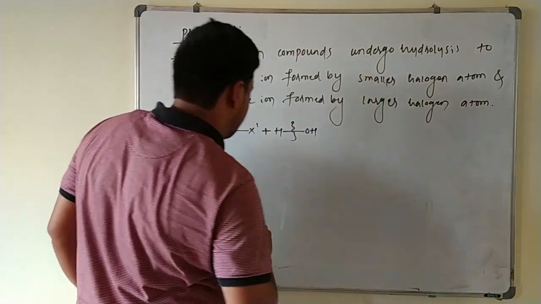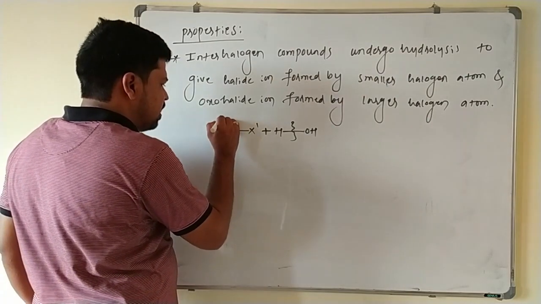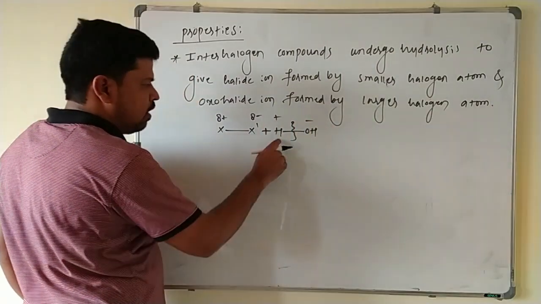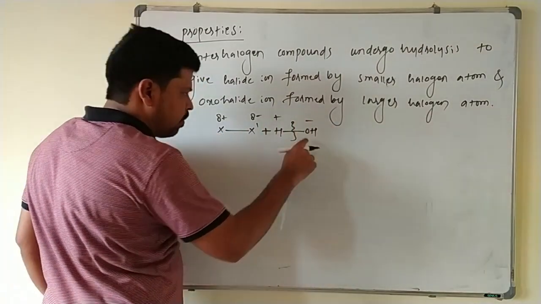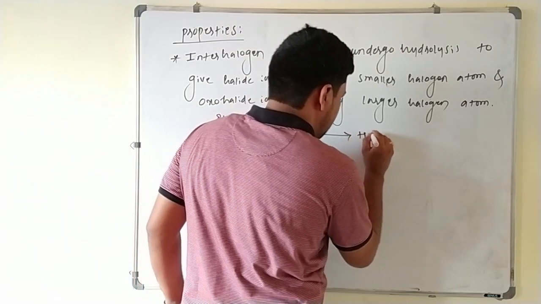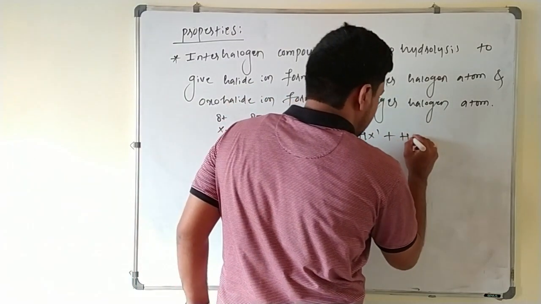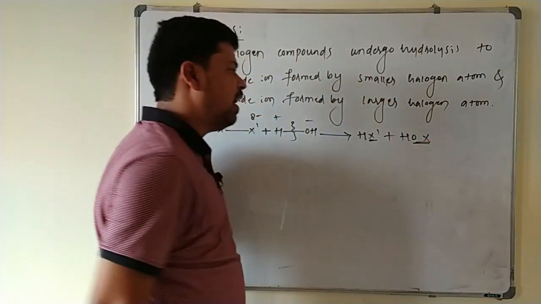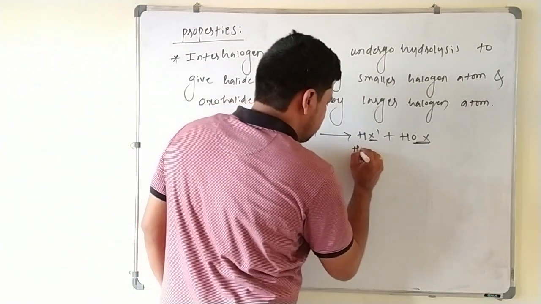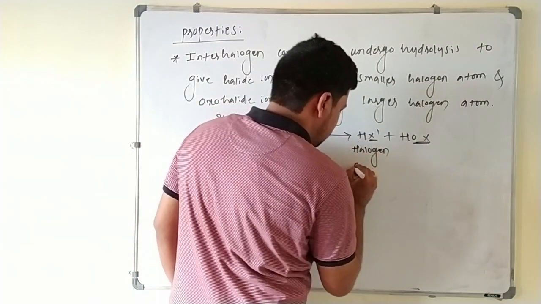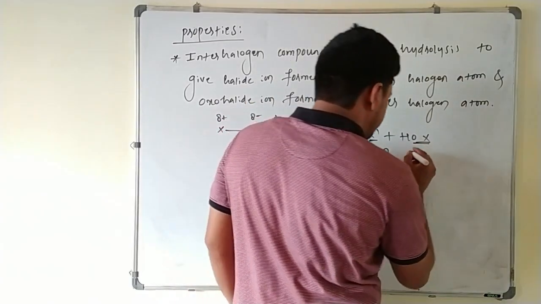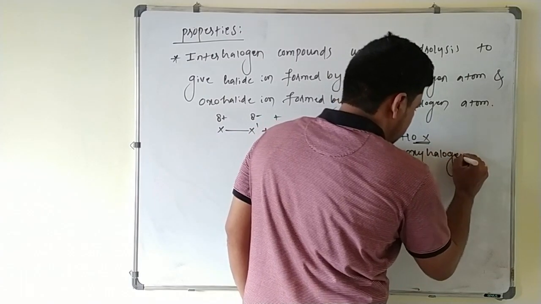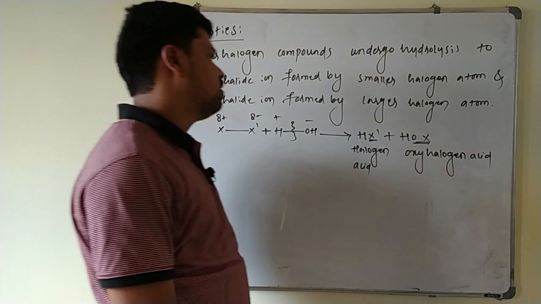On treating with water, because X' is less electronegative, it is partial positive and X is partial negative. So H plus ion and OH minus ion: plus reacts with minus and plus reacts with minus, so that there is a formation of HX plus HOX'. Halide ion is formed and this will be the oxohalide ion. This is the halogen acid and this will be the oxyhalogen acid.